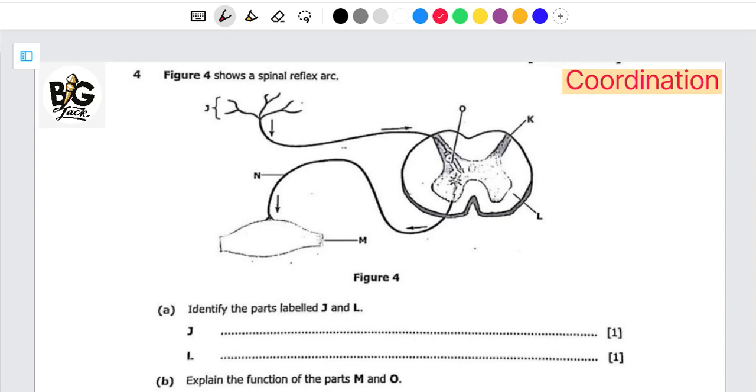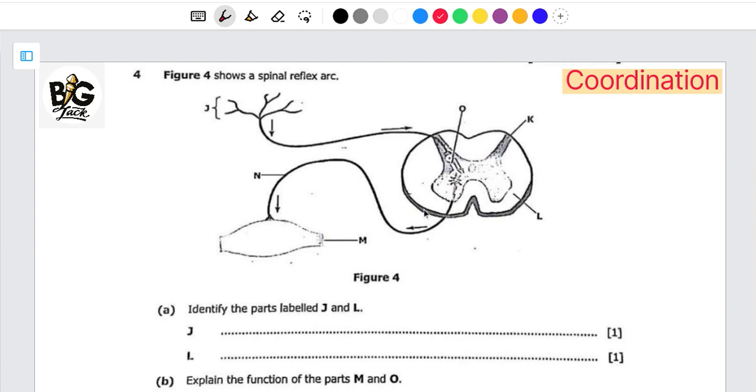You can imagine saying biology is difficult and you can't pass. But one thing that I can tell you is that biology is very simple, and this is the way we can make it simple for you. So in this video we are going to look at coordination.